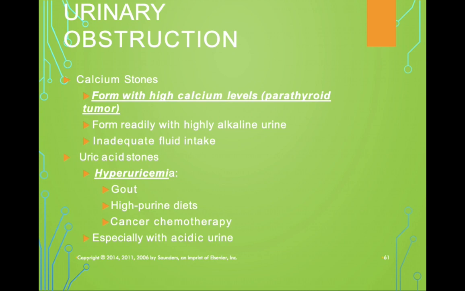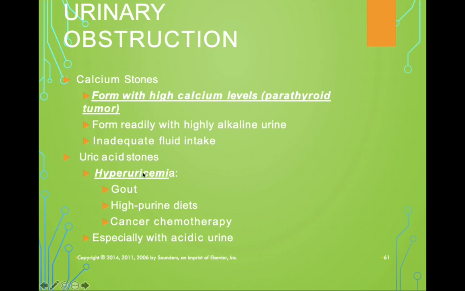The calcium stones, these can also form with high calcium levels secondary to a parathyroid tumor. Remember PTH, parathyroid hormone. So when you have parathyroid hormone, what is that hormone going to do? It's going to stimulate osteoclast activity to break down bone and increase the calcium levels in the blood. Okay, so you have that associated with inadequate fluid intake, and you can get calcium stones.